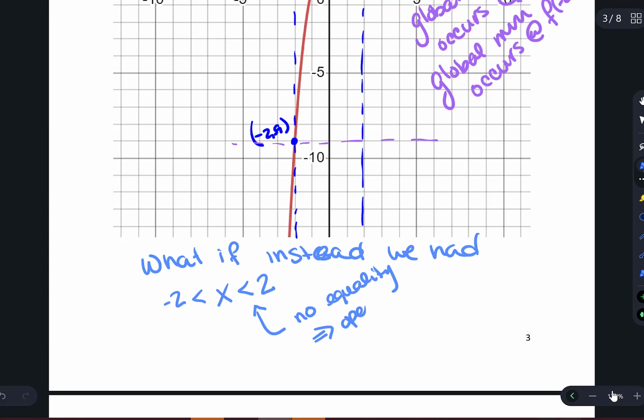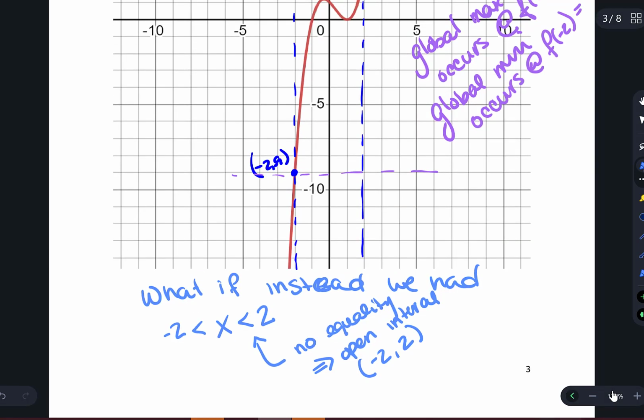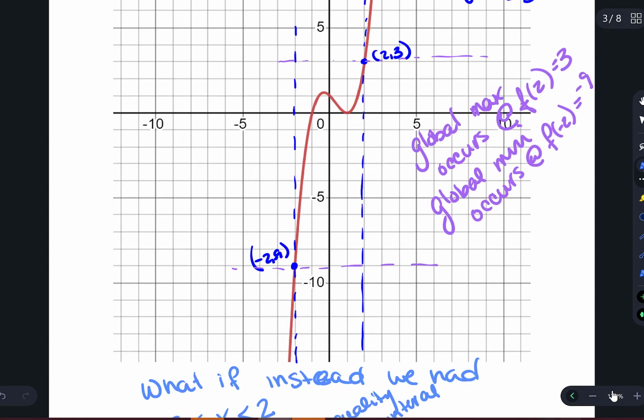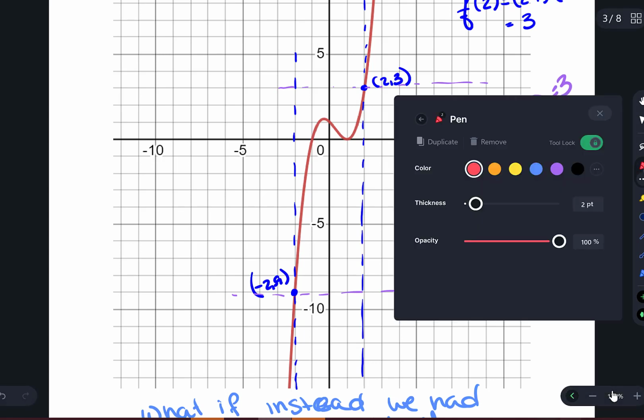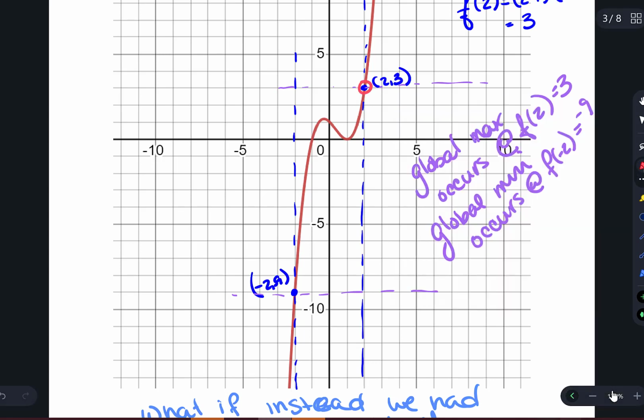And this is what we call an open interval. And we could write it like this. Now, in this case, we're not going to have a global maximum or a global minimum. And the reason for that is this function never actually touches the point (2, 3), or the point (-2, -9). It gets arbitrarily close to those points but doesn't touch them.